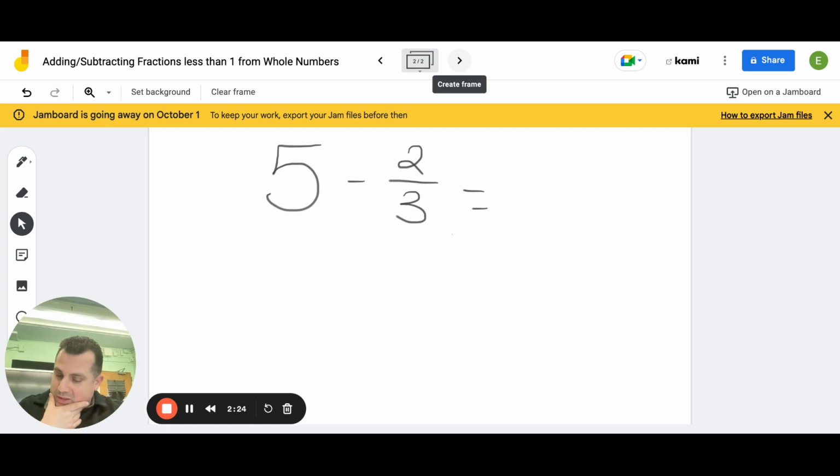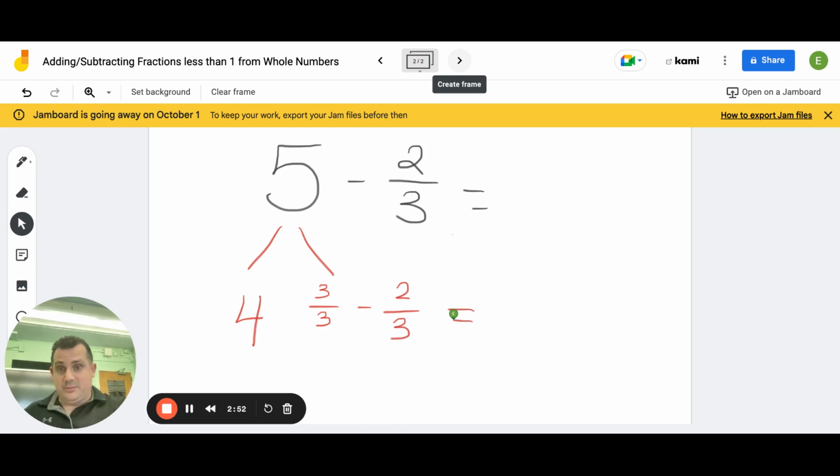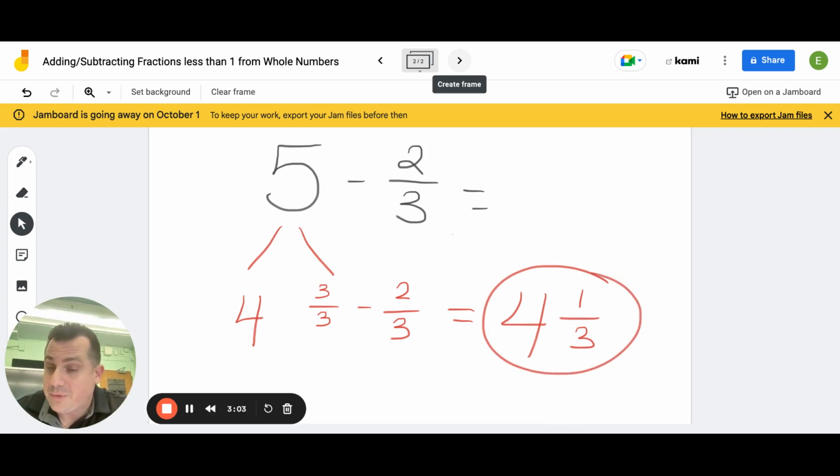So what I would have to do is I'm going to look at this 5 and say, what if I did 4 wholes and 3/3? All right, 4 wholes and 3/3 equals 5, right? Because 4 plus 3/3, which is 1, gives us our 5. So if I have 4 and 3/3 and I'm going to subtract 2/3, can I do that? Well, I can, because now I still have my 4 wholes, all right? And 3/3 minus 2/3 is 1/3. And you have 4 and 1/3, right?